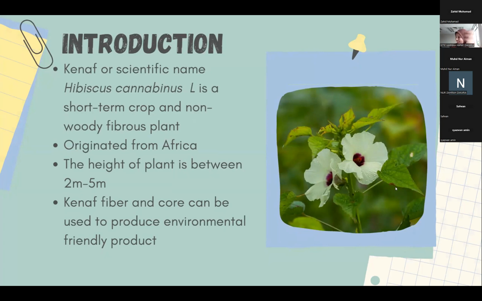Kenaf, or scientific name Hibiscus cannabinus L, is a short-term crop and non-woody fibrous plant. It originated from Africa. The height of the plant is between 2 meters and 5 meters. Kenaf fibers and cords can be used to produce environmentally friendly products.